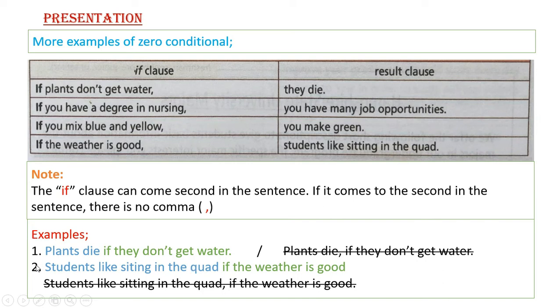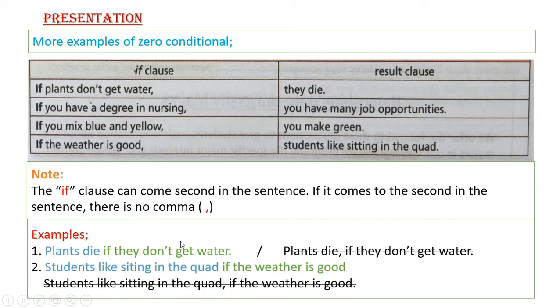And one more example, let's see. It says students like sitting in the square if the weather is good. Comparing to this, it says if the weather is good, and you can see they put a comma. If the weather is good, students like sitting in the square. But this one says students like sitting in the square if the weather is good. You see, there is no comma. You cannot put a comma like this.